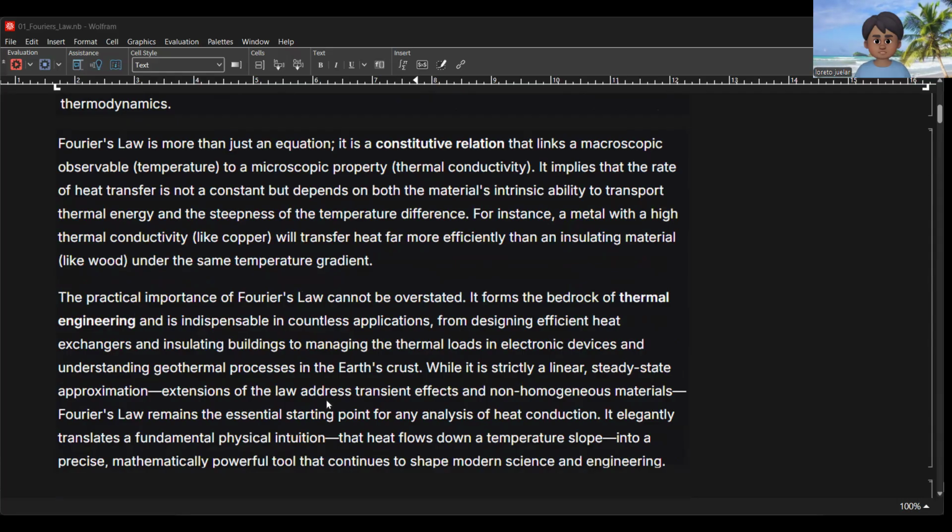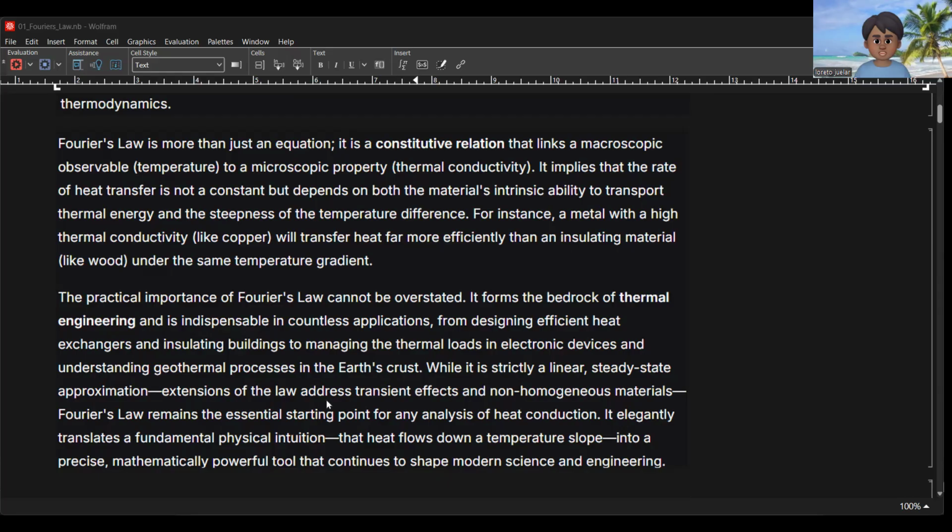Fourier's law is constitutive, that is, it connects the temperature gradient to the heat transfer rate through a material. The amount of heat conducted depends on both the thermal conductivity of the material and the temperature gradient. As a result, highly conductive materials such as copper transfer heat much more efficiently than insulating materials such as wood under the same conditions.